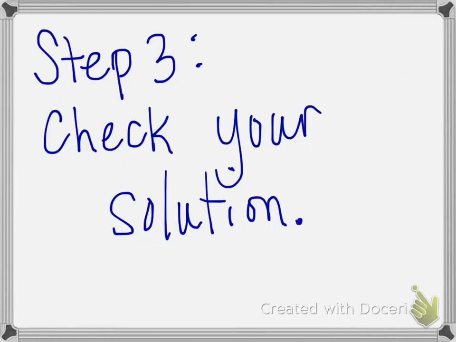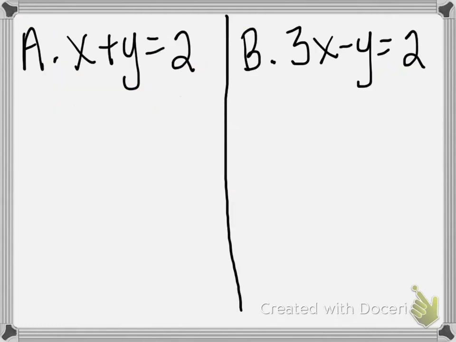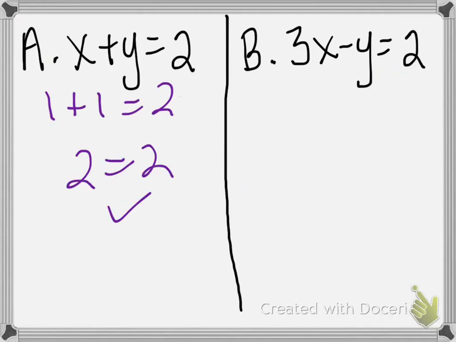Step 3 is to check your solutions. We do that by substituting the values that we got for both x and y into the original equations to make sure it checks. So remember we got the solution 1, 1. So 1 plus 1 equals 2. 2 equals 2. That's a true statement. So the solution set of 1, 1 checks for equation A.